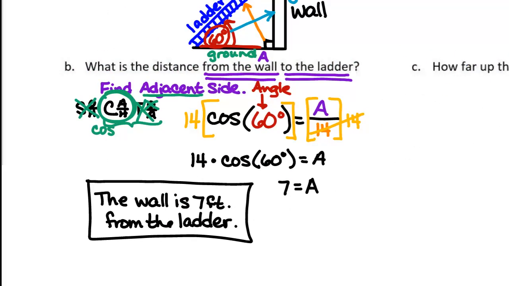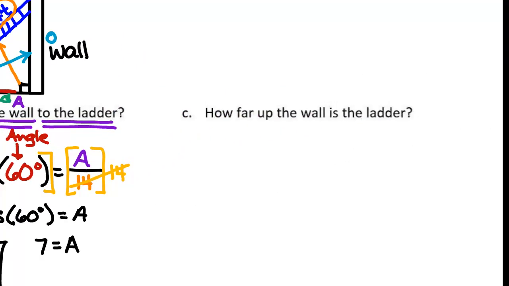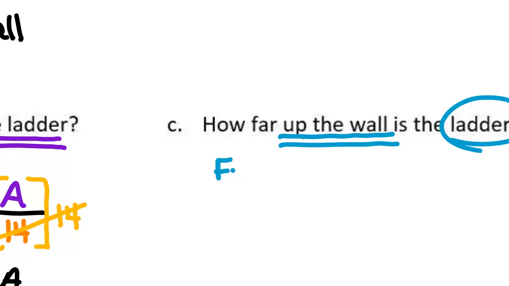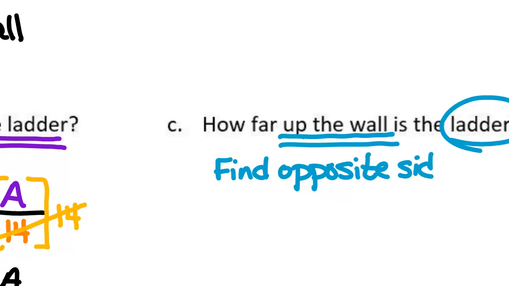All right, part C. What do they want me to find in part C? It says how far up the wall is the ladder? What side of the triangle are they asking me to find now? How far up the wall is the ladder? Trying to find the opposite side. So we're going to break out SOHCAHTOA again.